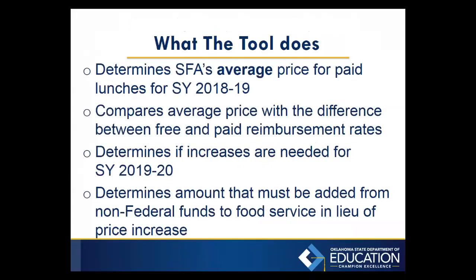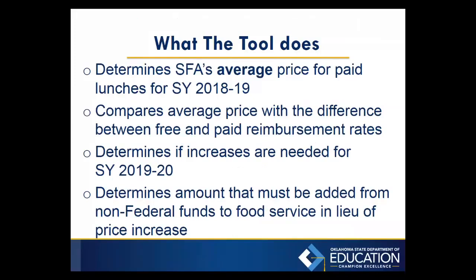We're going to look at the tool here in just a minute, but what the tool actually does is help you figure out what that average price will be, especially if you're a school district and you have more than one cafeteria and you charge different prices for elementary, junior high, and different things. And it compares those and determines what that needs to be, and then how much of your non-federal funds you may need to contribute, or you may want to do a combination of each. You may want to raise your full paid lunch pricing a little bit and then contribute some non-federal funds.